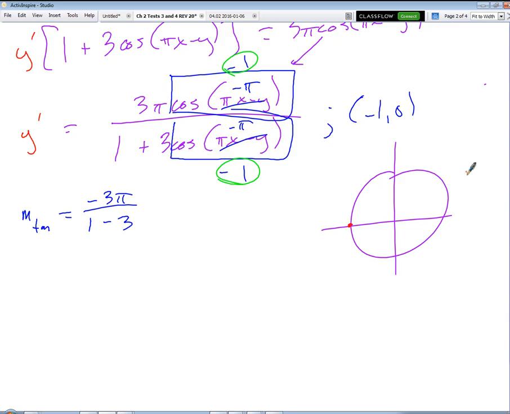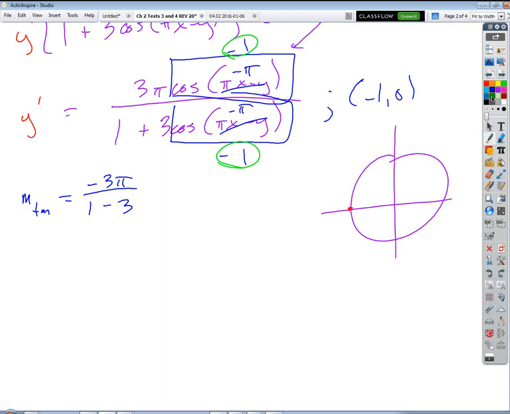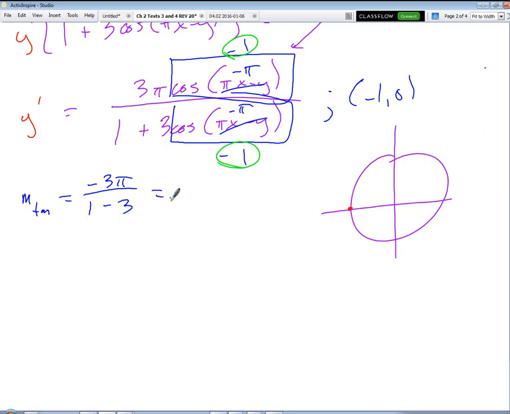Okay? So, did you get 1 minus 3 because you multiplied 3 times -1? Yep, 3 times -1 is -3. Why don't you do 1 times -1 too? Because the 1 is just by itself. It was 3 times cosine of the argument, and all the cosine is replaced by the -1. That definitely makes sense. So then this is just equal to -3 pi over -2, so it'll be positive 3 pi over 2. That's our slope.